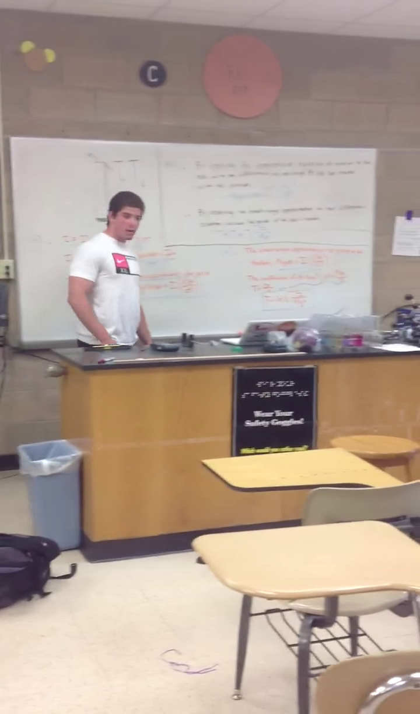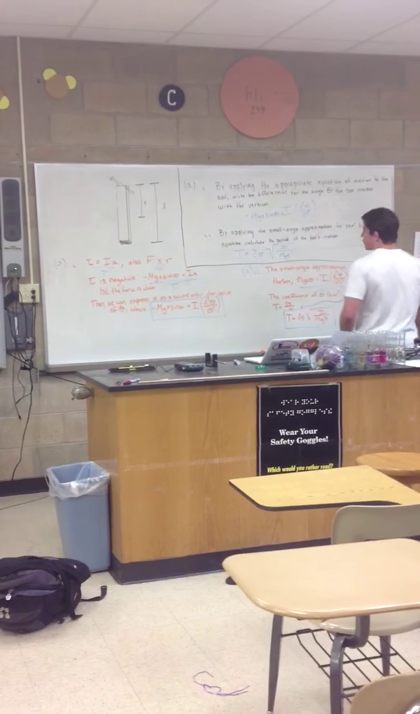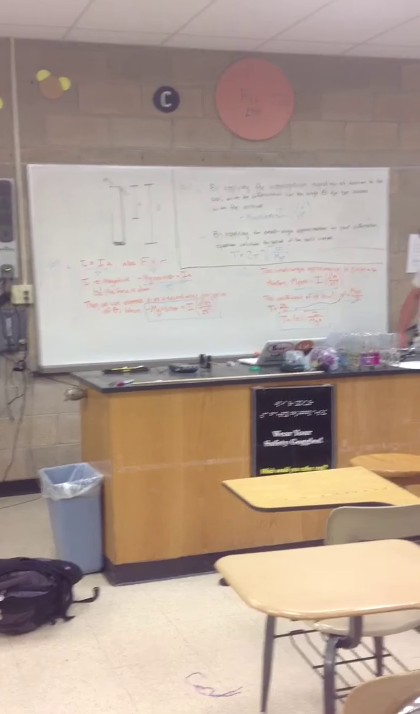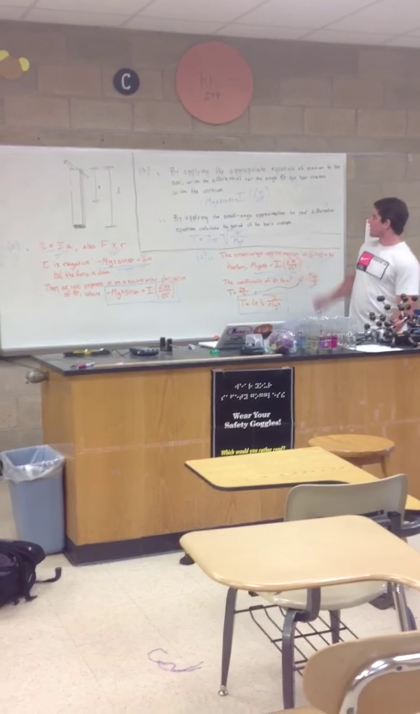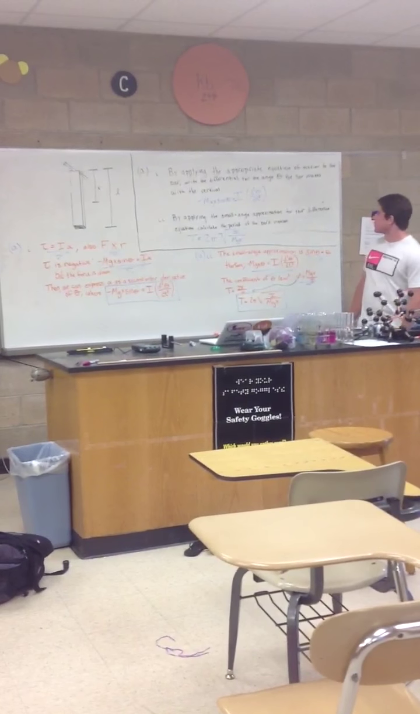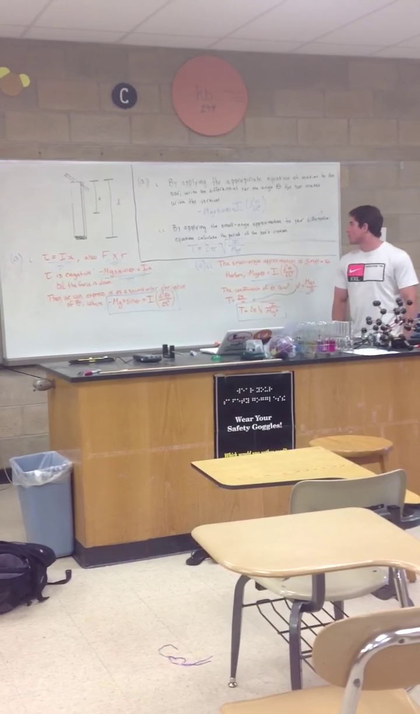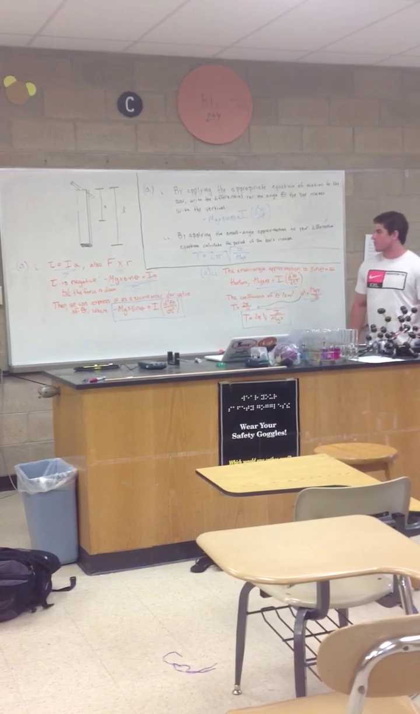All right, so now back to the problem. The first question, question A, part 1, asks: by applying the appropriate equation for the rotational motion to the bar, write the differential equation for the angle theta the bar makes with the vertical.